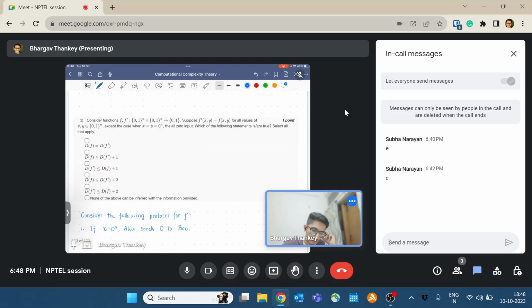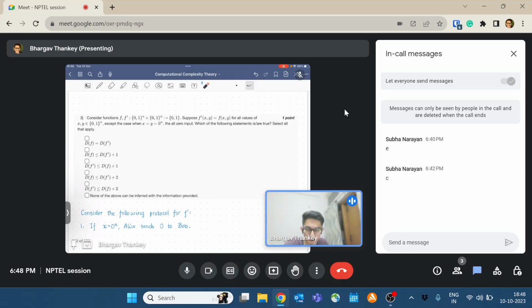Okay, so over here, even though the answer is different when x and y are both 0^n, we don't need to send the entire 0^n. Alice can just send one bit to Bob to say that, yes, my input is 0^n, and send another bit to Bob when the input is not 0^n. So it's completely possible for Alice to just send 0 to Bob to tell Bob that her input is 0^n, and send 1 to Bob to indicate that her input is not 0^n.